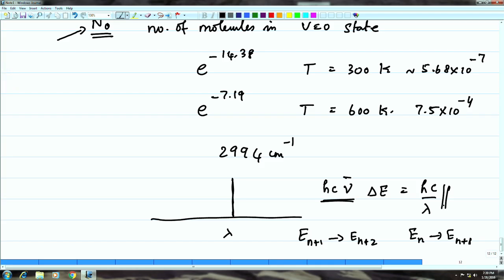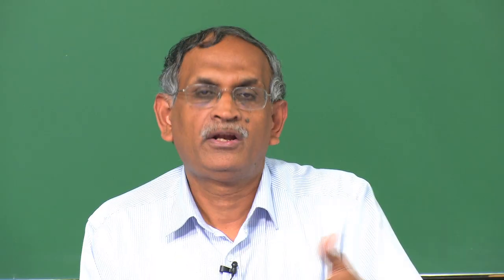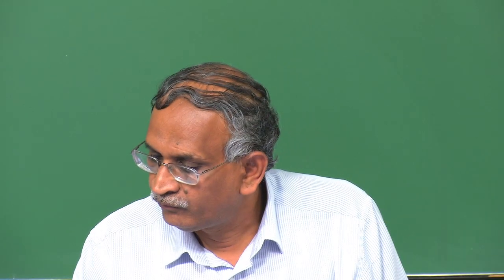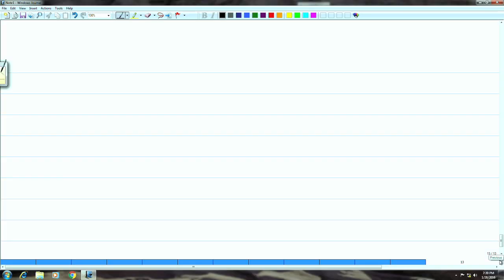So, how do we correct for this? This is not what you see when you look at even diatomic molecules at room temperature. You may see more than one line. And how do you correct for that? That we will consider in the next lecture by considering what is called vibrational anharmonicity.